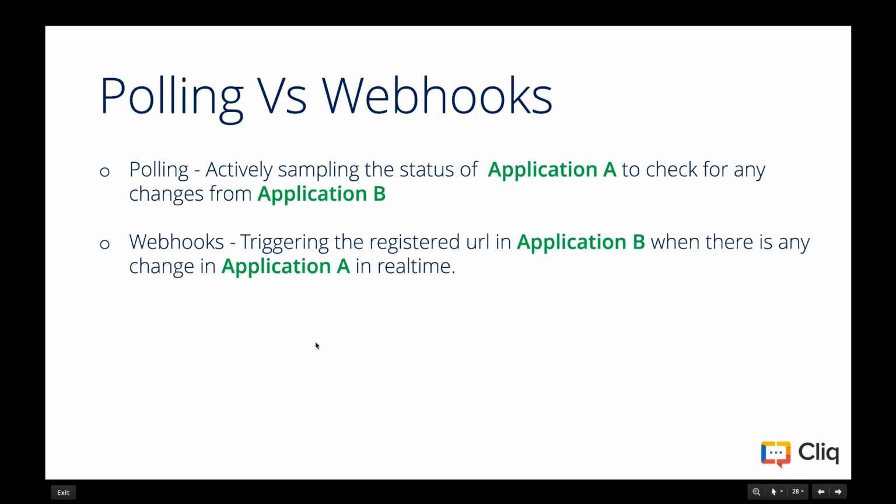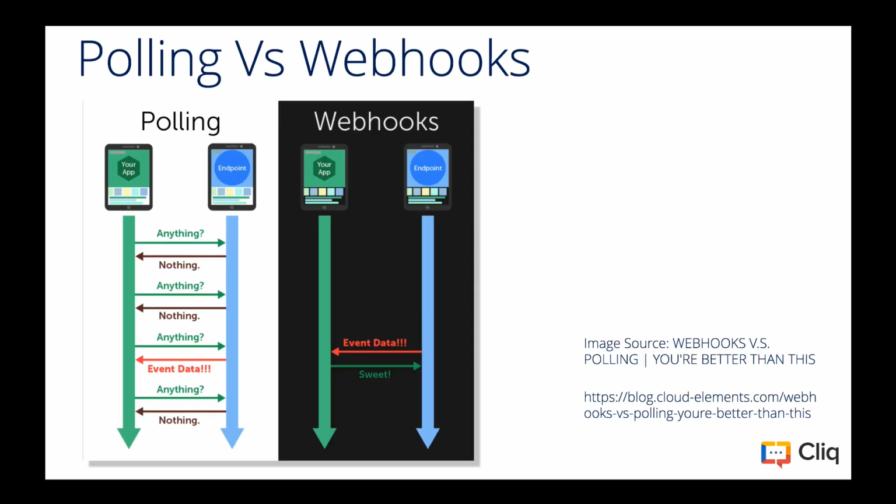So in polling, your application sends a request for new events at a predetermined frequency and waits for the endpoint to respond. In case the endpoint does not respond, then it concludes that there are no new events to be shared. This image here, sourced from an article on the Cloud Elements blog, is a really simple and perfect illustration of how polling and webhooks work.